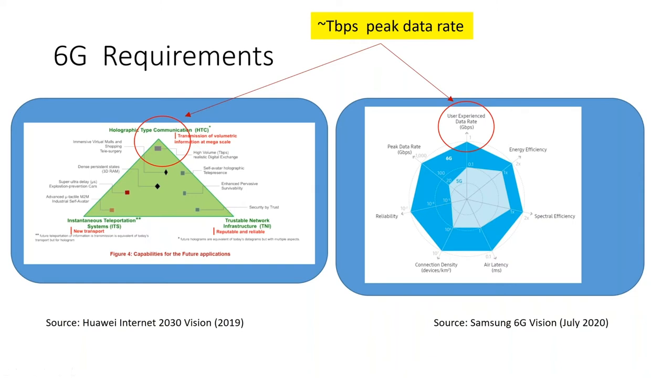So terabit per second, ultimately on maybe mobile devices, with 6G. There are other dimensions where 6G is going to be different. 5G is offering millisecond latencies. 6G is expected to offer 0.1 millisecond latencies on the radio.